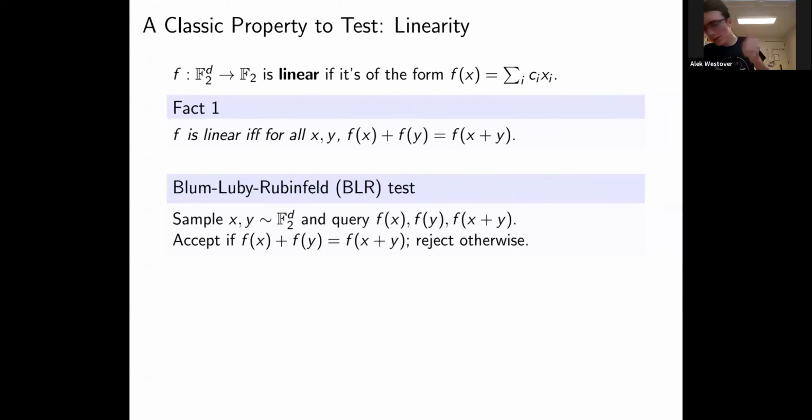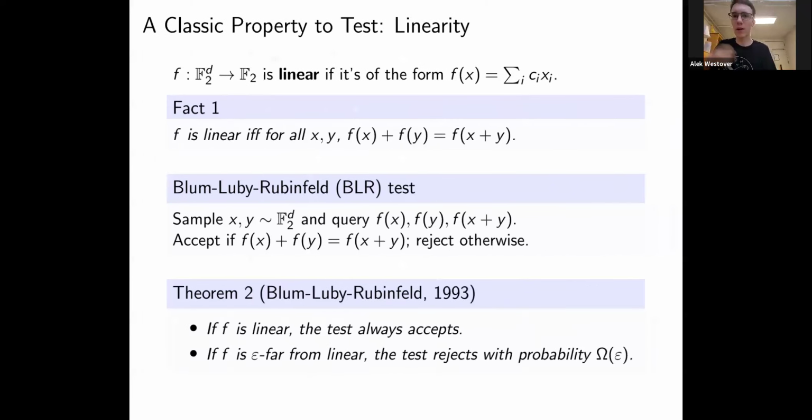And so this is a nice property, and it turns out that there's something kind of pretty similar to this property that lets you actually get a tester for linearity. So the classic BLR linearity test works as follows. You sample two random points, x and y, and then you check whether or not they satisfy this identity here: f(x) + f(y) = f(x+y). So by virtue of fact one, this BLR test is always going to accept linear functions.